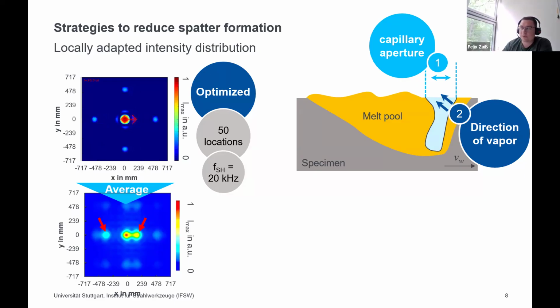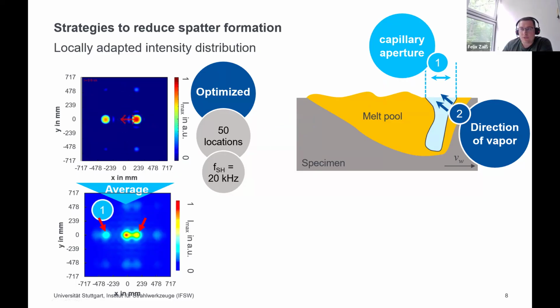We learned from the results from the past with the other systems that we want to create a capillary aperture to change the direction of vapor. So we designed with the system a beam shape to address this. So here, this is the beam shape basically. On top, you can see how the different spots are addressed. And on the bottom, you can see the average fluence image.